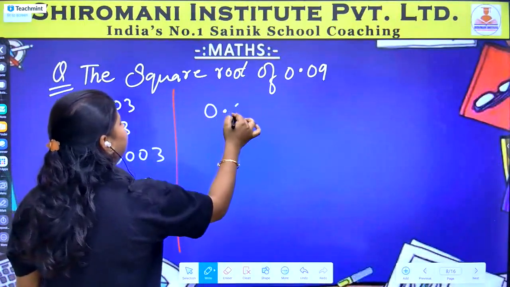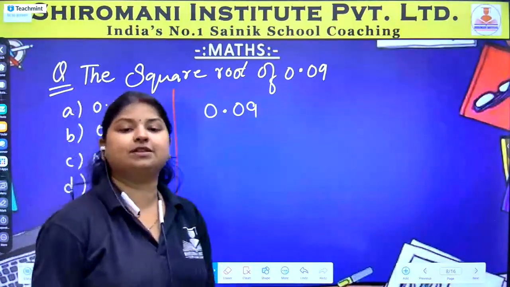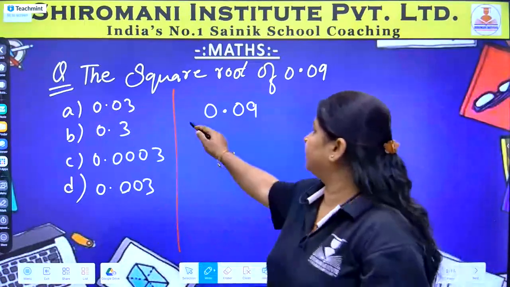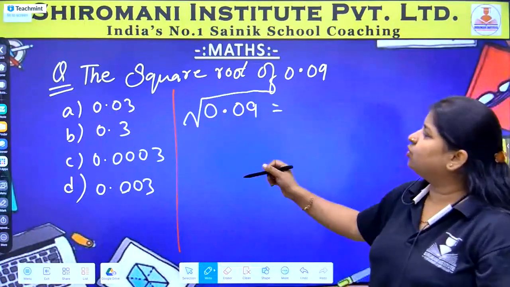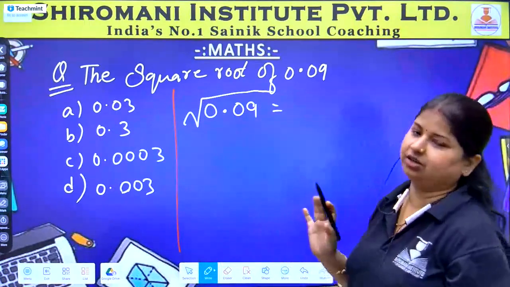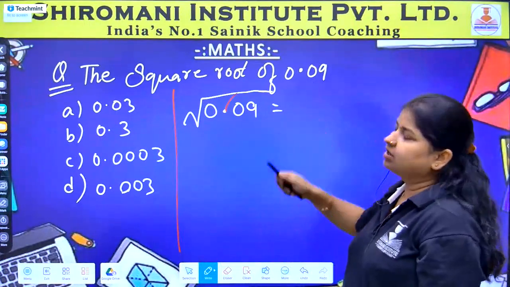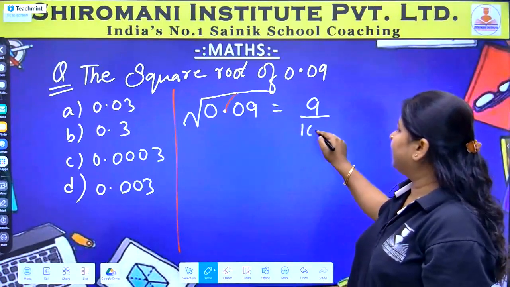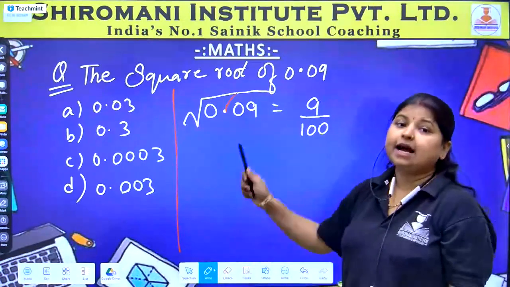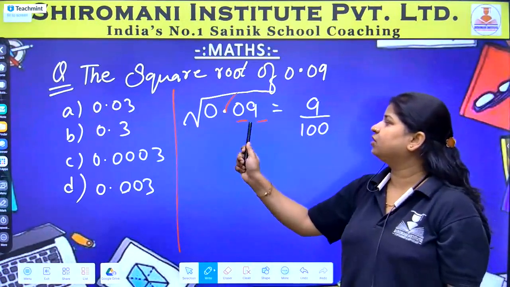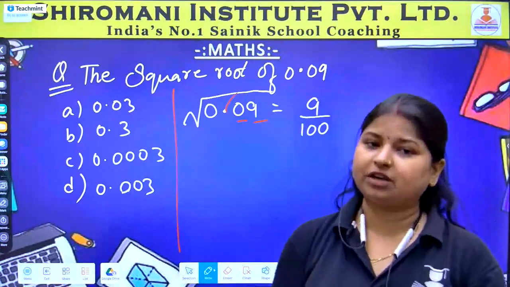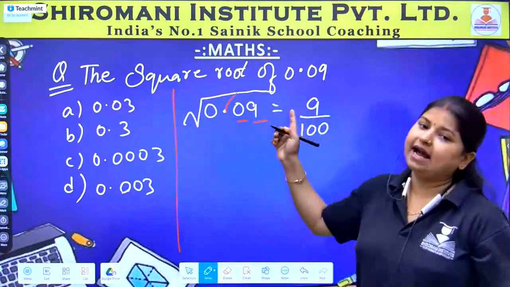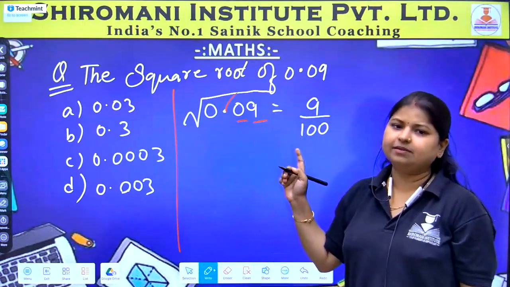It's 0.09, right? First thing, in order to calculate the square root of this, beta, you have to convert this into a fraction. So when I remove this decimal, what will it become? 9 by 100, because after the decimal I have two places. So it is 9 by 100, right?